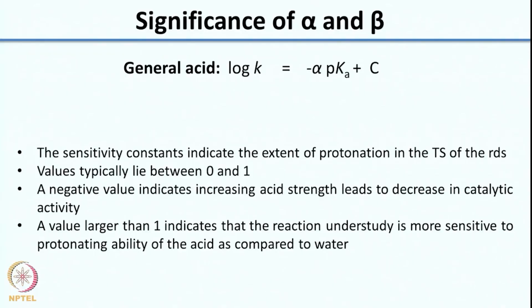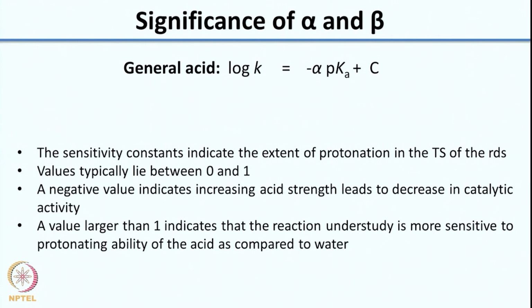Maybe if we look at some more examples, this will make a little more sense to you. So, what is the significance of alpha and beta? I am just focusing on alpha here, the same you can think of when you think of beta. Shown on your screen is the equation for general acid catalysis. Now, sensitivity constants, as I told you, indicate the extent of protonation in the transition state of the rate determining step.